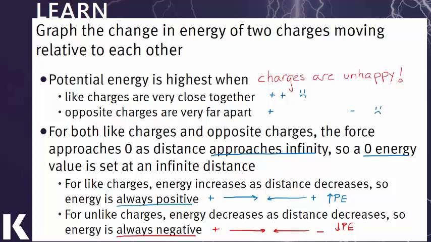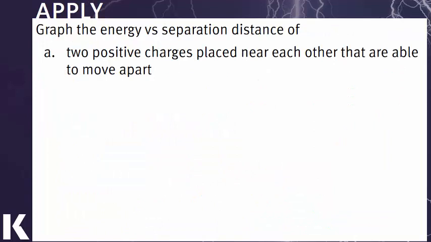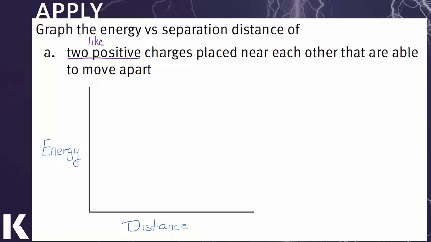Let's look at how the energy changes as we change the distance on a graph. In this question, we need to graph the energy versus separation distance of charges as they are moved. Now let's think about two positive charges that are placed near each other that are able to move apart. If we have two charges that are both positive, we are dealing essentially with like charges. So let's first get our graph set up. Here on our x-axis, we're looking at distance. And then, of course, on our y-axis, we are plotting the potential energy.